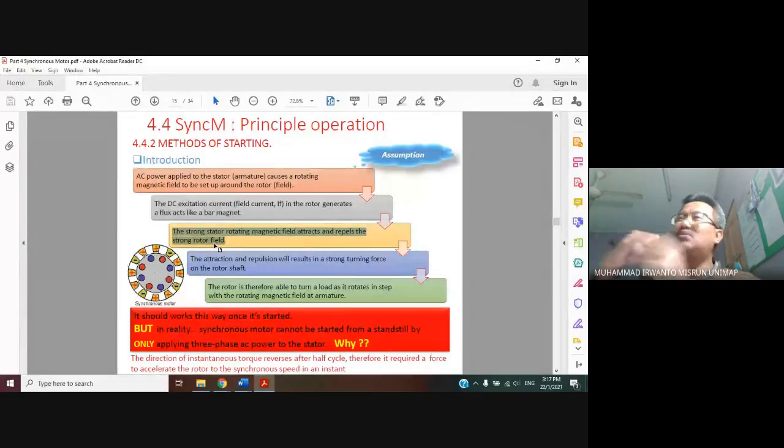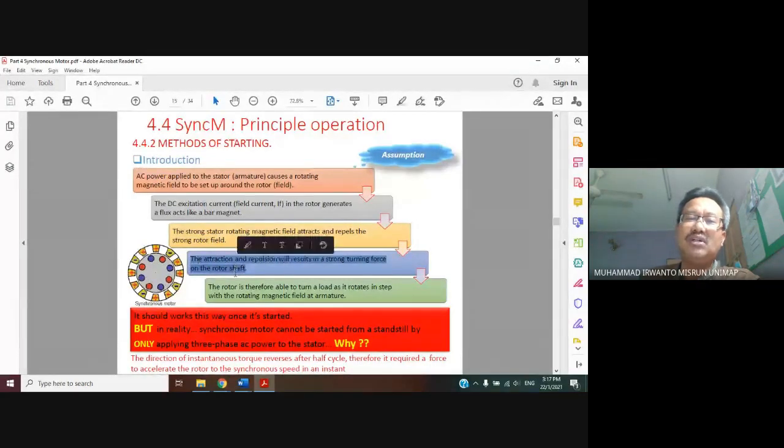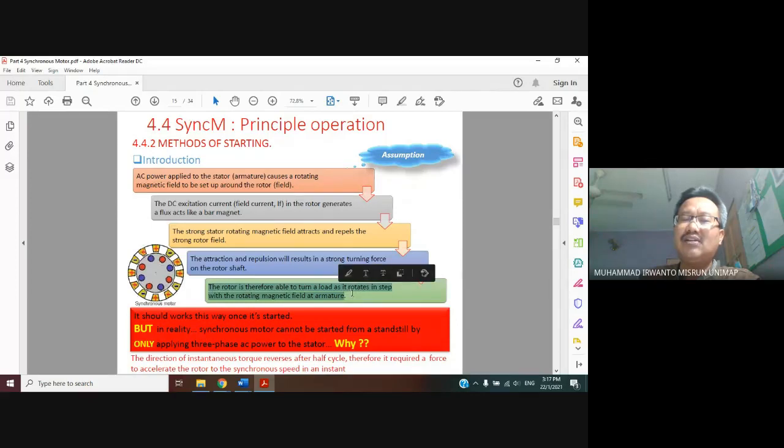They are attracting and repelling each other like that. This produces force, and the force will produce the torque, so the rotor can be moved. The attraction and repulsion result in a strong turning force on the rotor shaft. Okay, and then the rotor is therefore able to turn a load as it rotates in step with the rotating magnetic field at the armature.